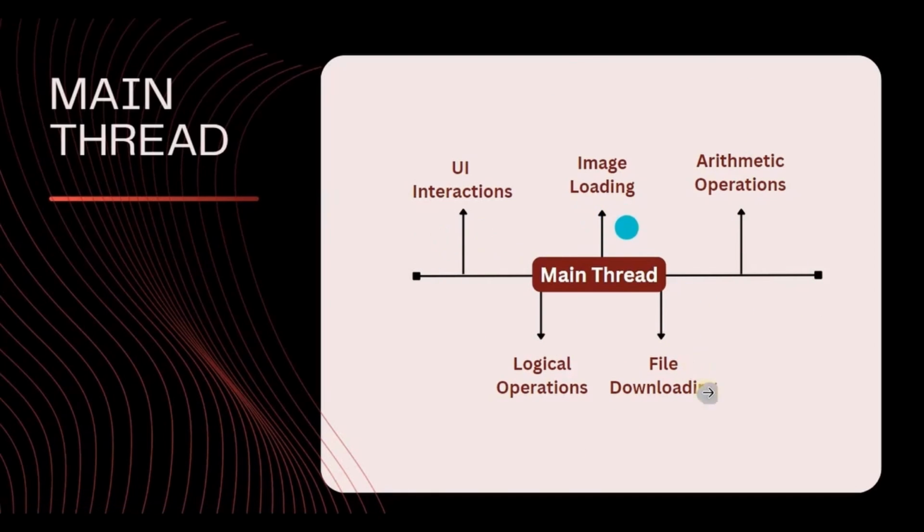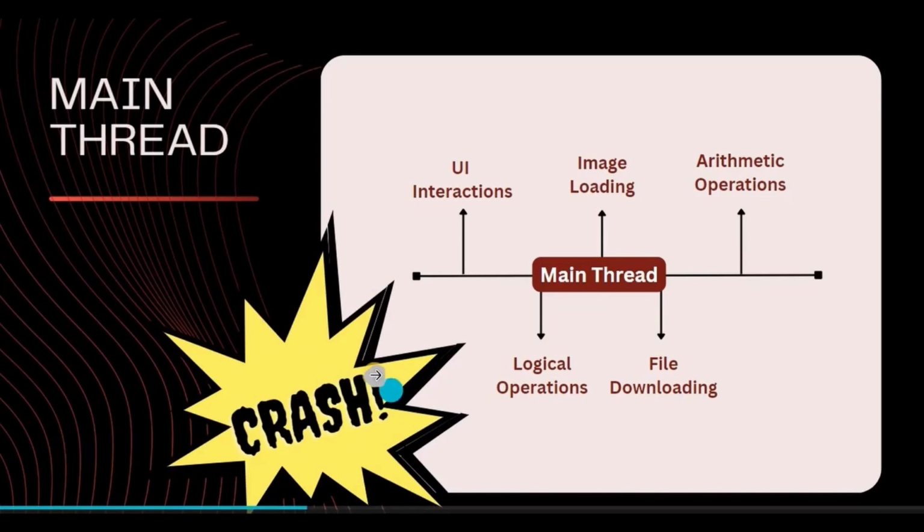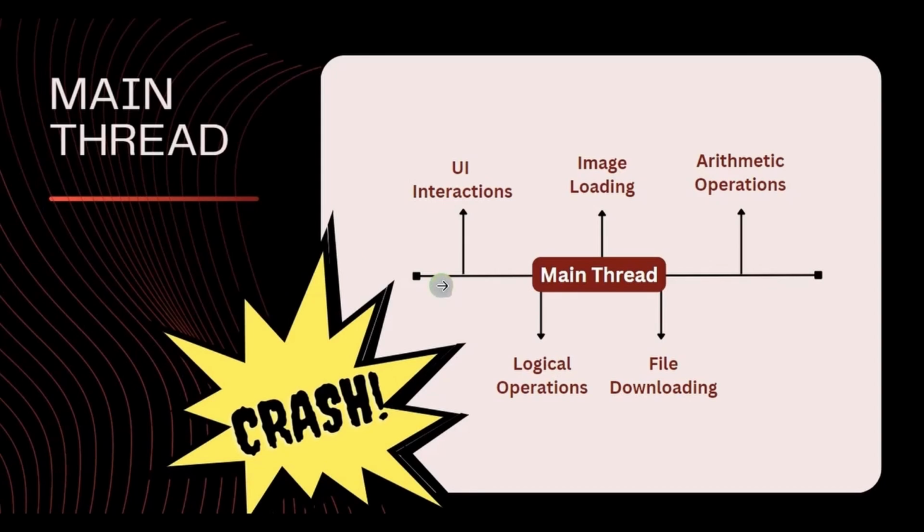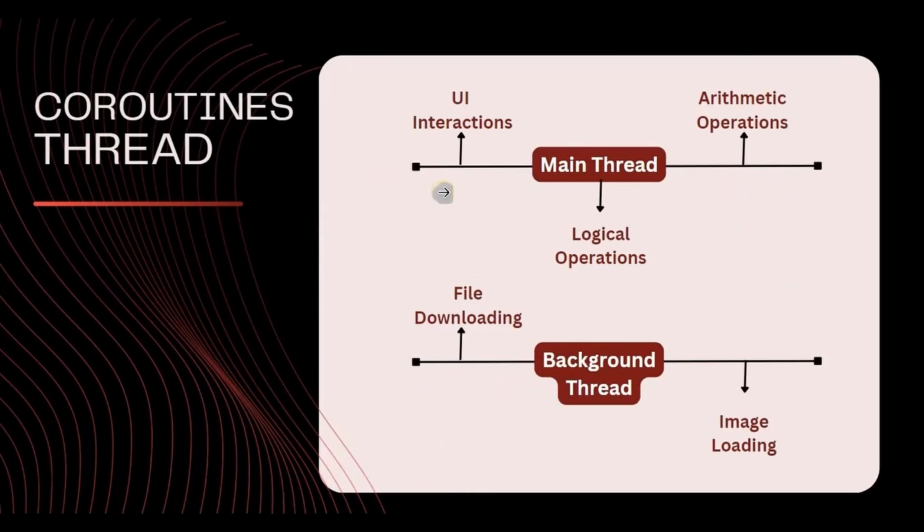Now imagine how tough it is to handle so many processes by a single thread. The app will lag, it will freeze, it can even crash. And that's not how a professional app should work, right? Here coroutines were introduced to overcome the burden that was put on the main thread. But how will it overcome? By dividing the processes into multiple threads. You can call it coroutine thread or background thread.